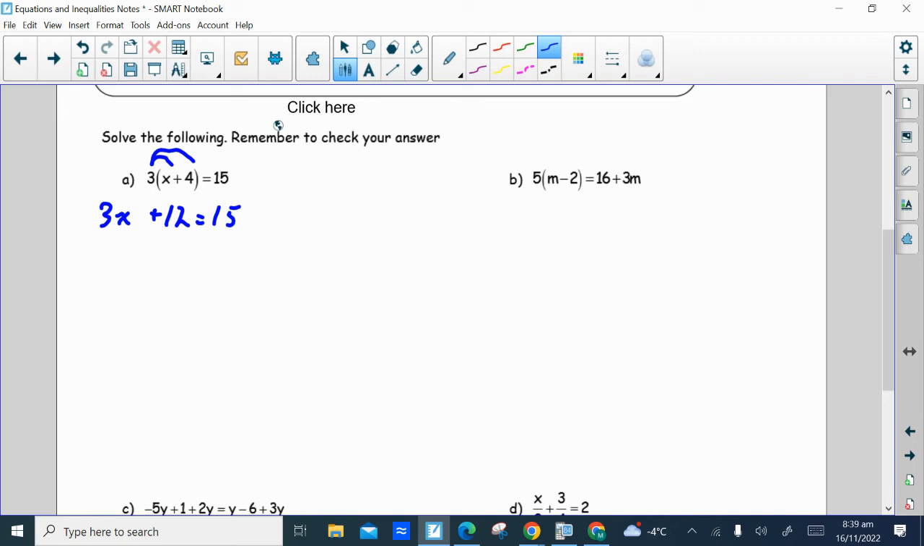And now we want to solve for x just like we did over the last few days. Before we can get the x by itself, we have to get the 3x by itself by subtracting 12 from both sides.